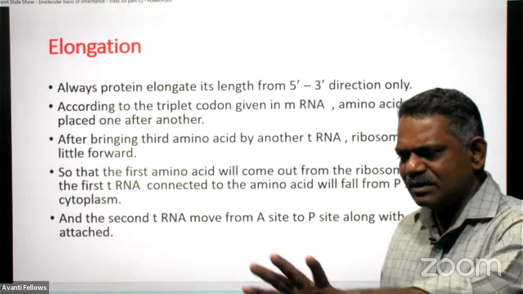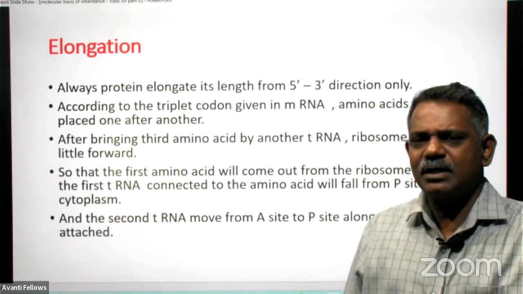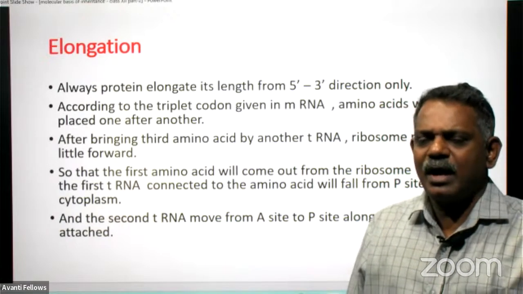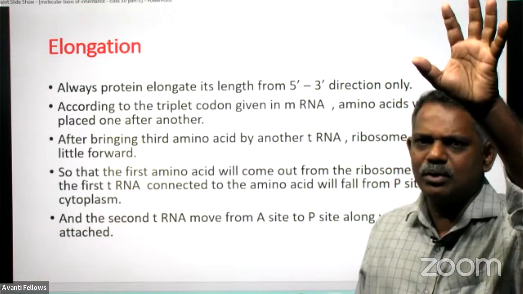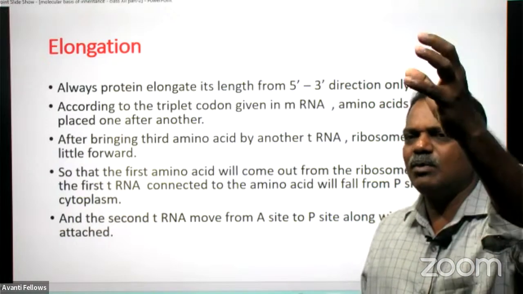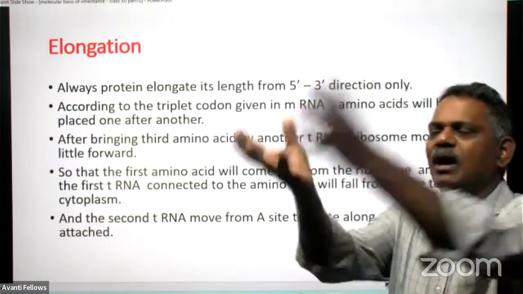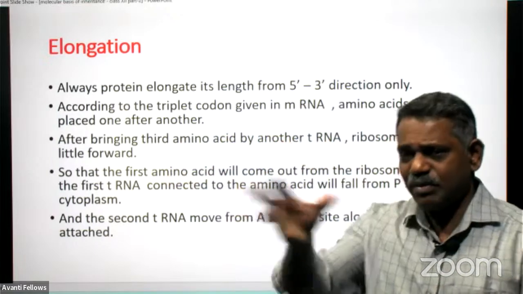So always the E site is called the exit site. From the exit site only, this tRNA is taken out. Whenever the tRNA comes to the E site, there will be no amino acid, because this amino acid detached from the tRNA and connected to the other amino acids present in the P site.